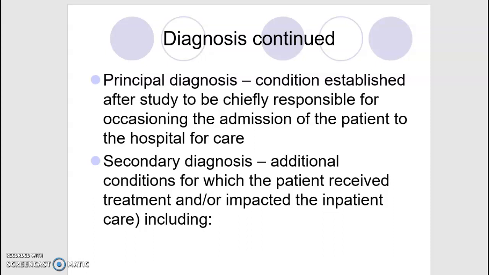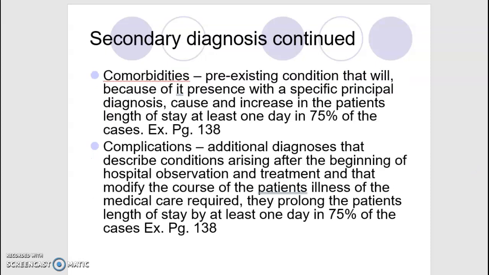Secondary diagnosis. These are additional conditions for which the patient received treatment and impacted the inpatient care. So with that, your secondary diagnosis continued. We have comorbidities. These are pre-existing conditions that, because of their presence with a specific principal diagnosis, cause an increase of the patient's length of stay at least 1 day in 75% of the cases.